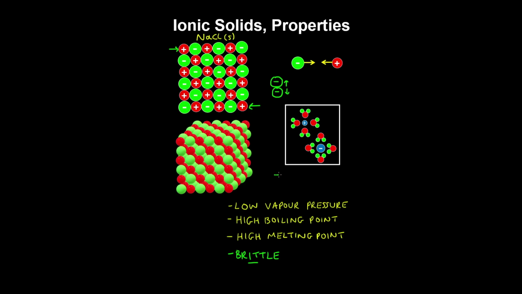And ionic solids only conduct electricity in the liquid phase. So for example, if you dissolve sodium chloride in water or an aqueous solution, then the ions here become mobile, and due to these ions being mobile, they conduct electricity.